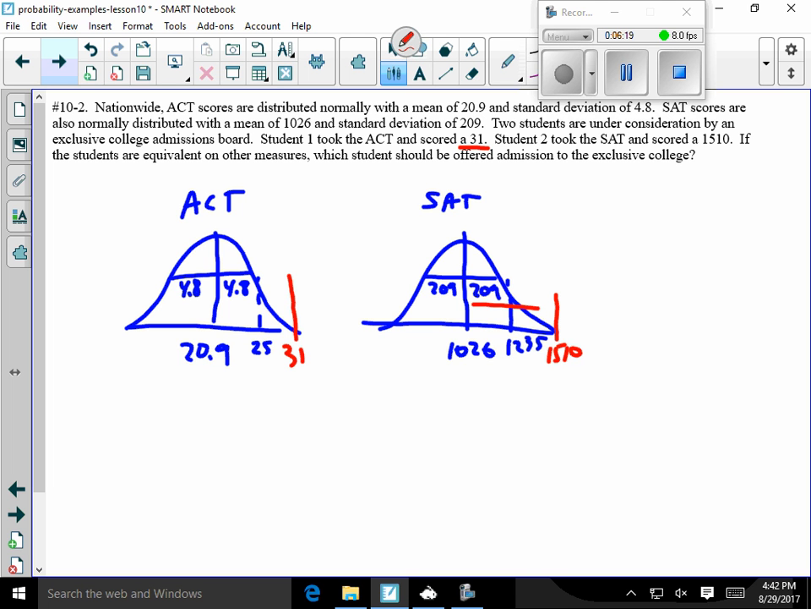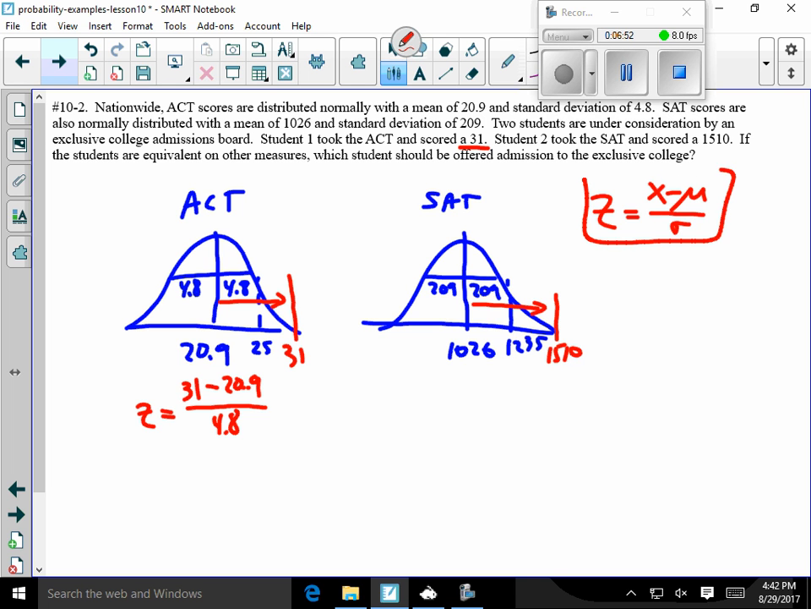The question is, which one is more unusual in the context of their own population? A great way to solve that would be to find what we call the z-score. The z-score is the number of standard deviations that we are away. So if this score was 31 and the mean was 20.9, we could take the subtraction, figure out the difference, and then divide by the size of a standard deviation, right? I'm using the z-score formula, which says that z is the data value minus the mean of the distribution divided by the standard deviation. It just converts a data value into a number of standard deviations.